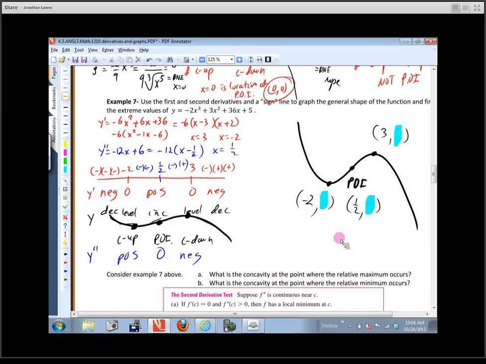I left you with, okay, we know there's a minimum at -2. What's the value? We know there's a maximum at +3. What's the value? And we want to find the point of inflection. I'm hoping somebody actually did that. Can somebody tell me what the minimum value is here?